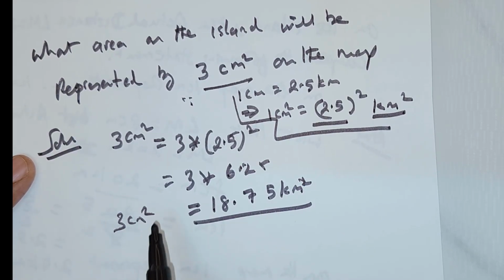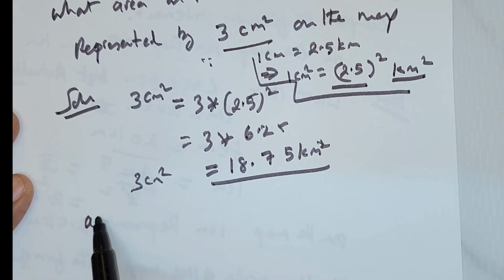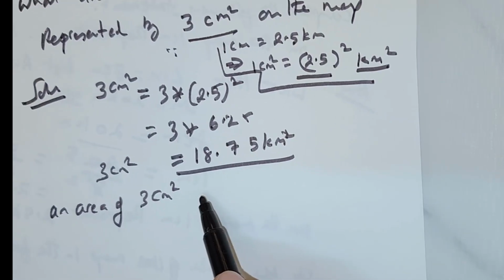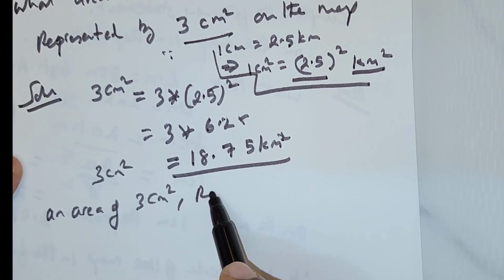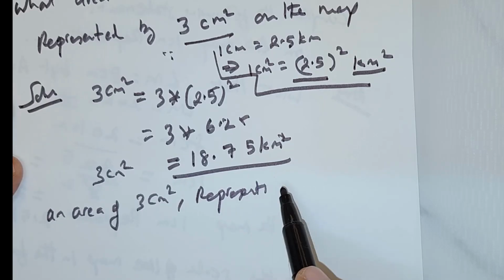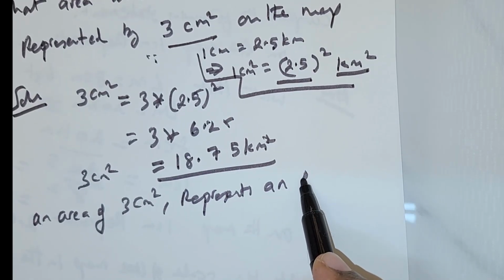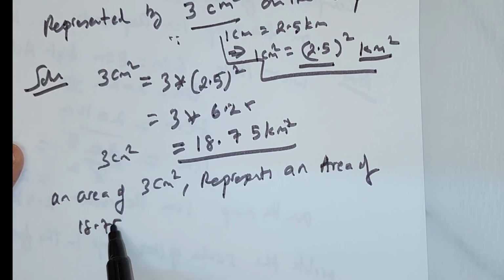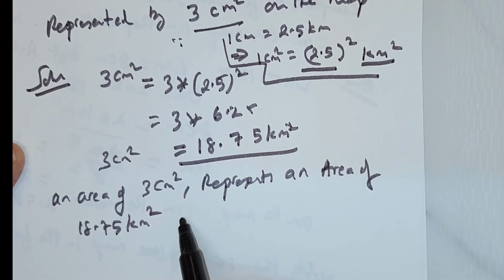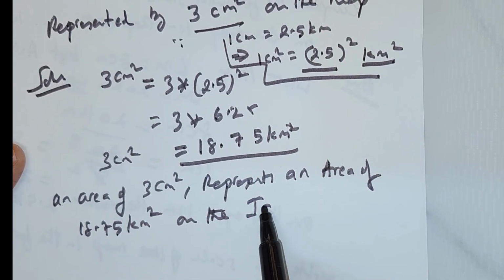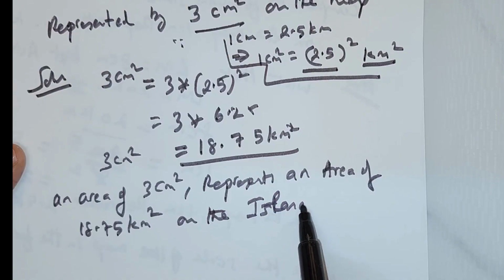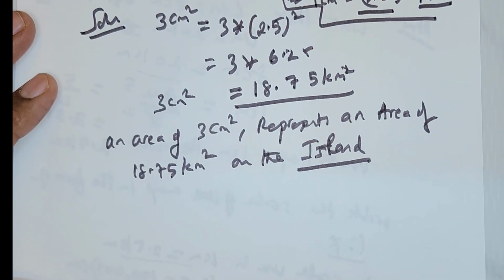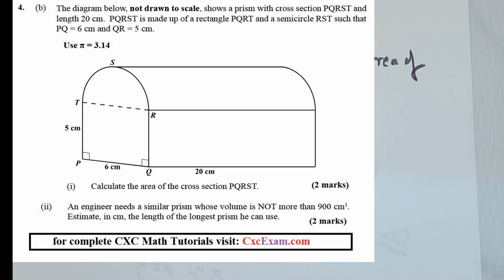So the conclusion is an area of 3 cm squared represents an area of 18.75 km squared on the island. Okay, that's the understanding for this question. So that completes this, and we'll move on. So this is the next question.